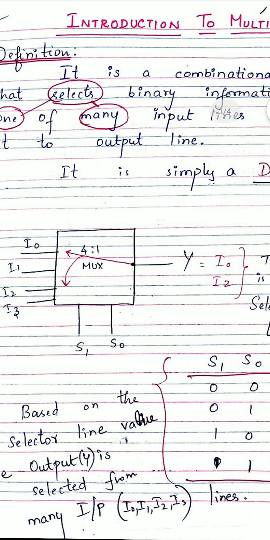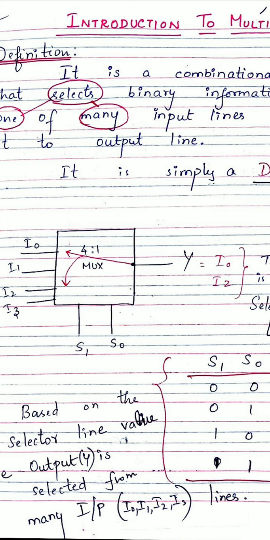Now you may have a question: how is this circuit helping you select only one output from the many input lines? For example, inside the square box there will be an arrow mark. If this arrow mark is pointing towards I0, out of 4 input lines, I0 will be given as the output line. And if I change this arrow mark to I2, it will give you I2 as the output line.